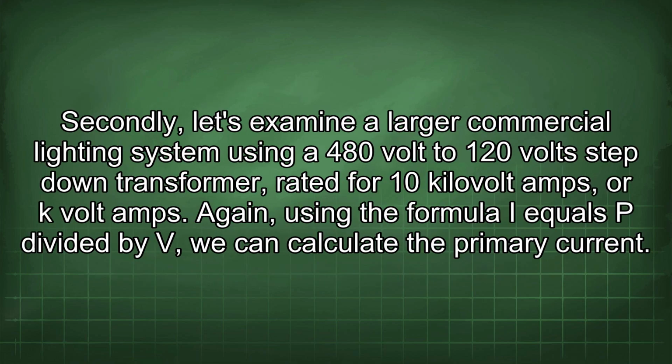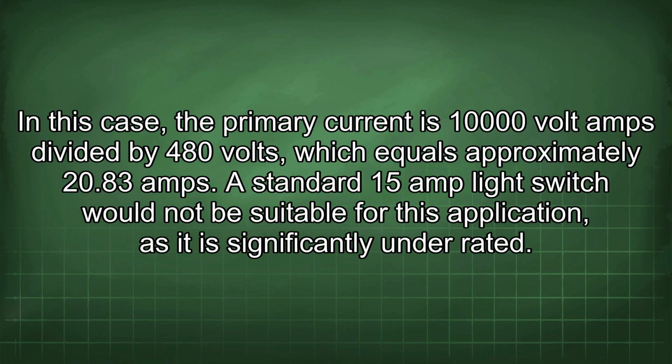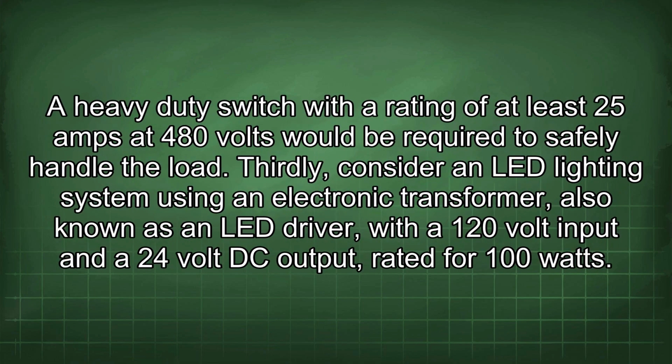Secondly, let's examine a larger commercial lighting system using a 480 volt to 120 volt step-down transformer, rated for 10 kilovolt amps, or kVA. Again, using the formula I equals P divided by V, we can calculate the primary current. In this case, the primary current is 10,000 volt amps divided by 480 volts, which equals approximately 20.83 amps. A standard 15 amp light switch would not be suitable for this application, as it is significantly underrated. A heavy-duty switch with a rating of at least 25 amps at 480 volts would be required to safely handle the load.